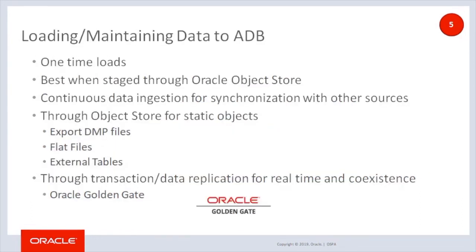Loading and maintaining data in the autonomous database can be done as one-time loads, best when staged through Oracle Object Store, or as a continuous data ingestion for synchronization with other sources. Autonomous database supports 3 object stores and can read and write directly to these 3. The supported object stores are Oracle Object Store, Amazon S3, and Azure Object Store. Object stores are ideal for staging export dump files that are going to be imported into the autonomous database. The same applies for flat files that will be loaded into the database.